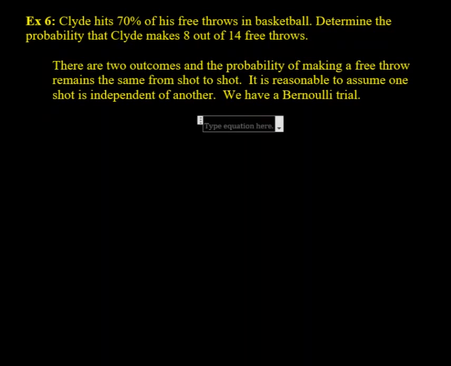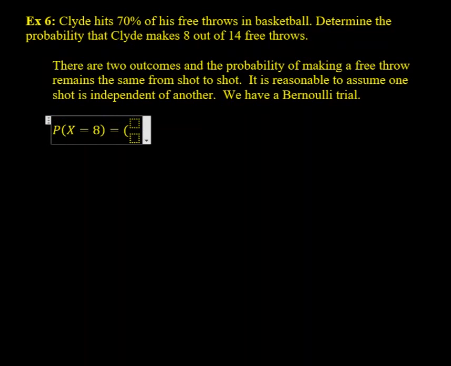So now we're going to find a binomial probability. P(x = 8) will equal 14 choose 8, because we're doing 14 shots and we're making 8, times the probability of making a shot to the 8th, so 0.7 to the 8th, times the failure, 0.3 to the 6th, so that happens 6 times. And this will equal 0.126.